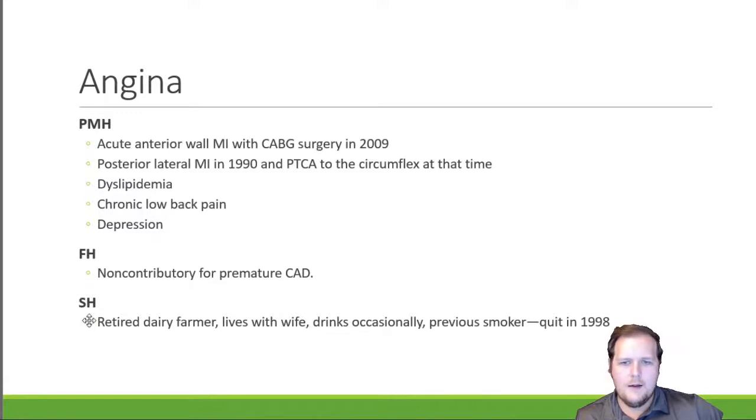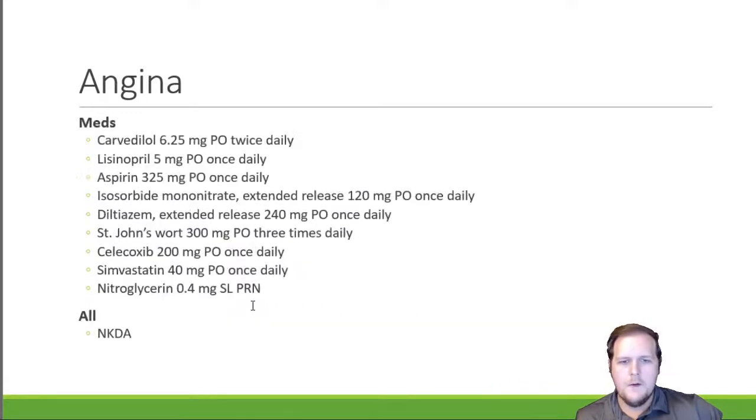Looking at his social history, nothing super important there. Previous smoker. And let's look at his medication list. Okay, so he's on carvedilol, lisinopril, aspirin, isosorbide mononitrate, which is a long-acting nitrate, diltiazem, St. John's wort, celecoxib, which is a type of NSAID, probably used for low back pain. He's on simvastatin and nitroglycerin.